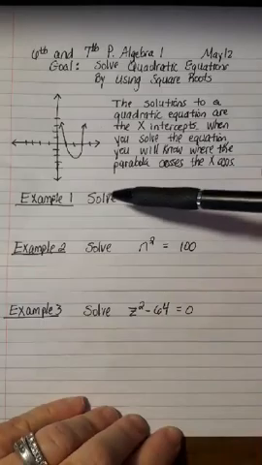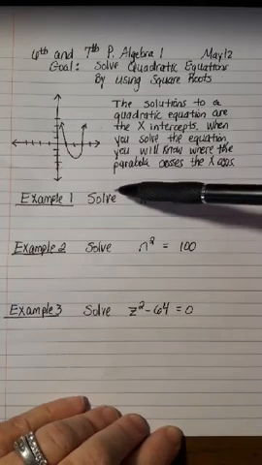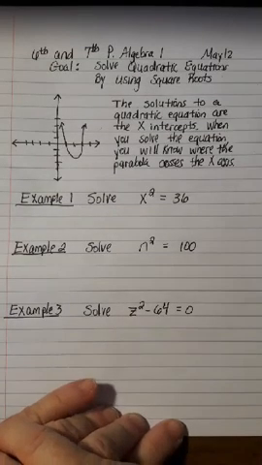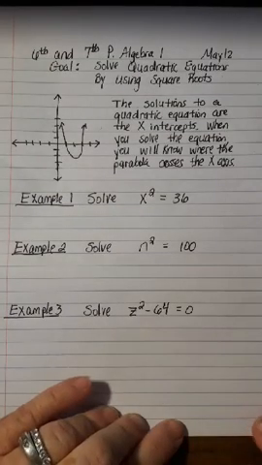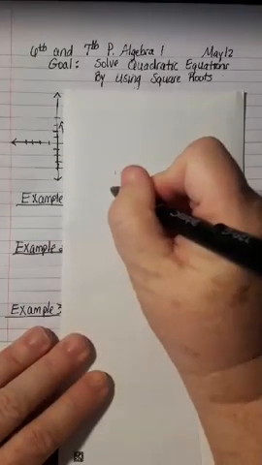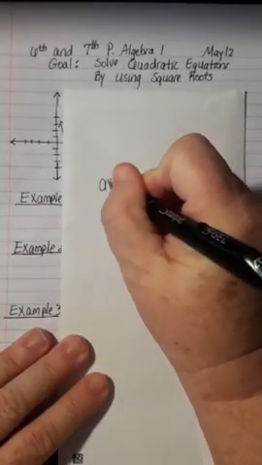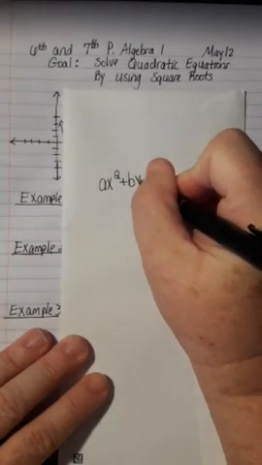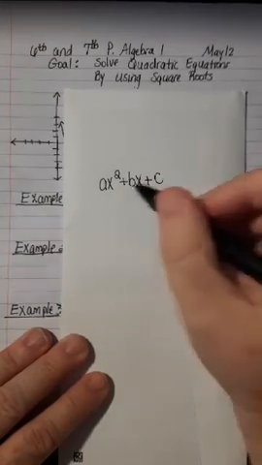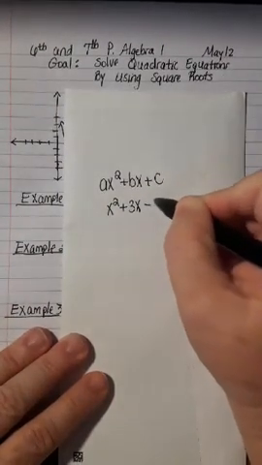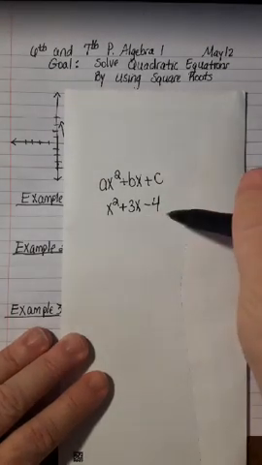Alright, so let's look at example 1. These equations do not have a b term. And by b term, I mean, the standard form that we learned for a quadratic equation is ax squared plus bx plus c. So we've had things like x squared plus 3x minus 4.